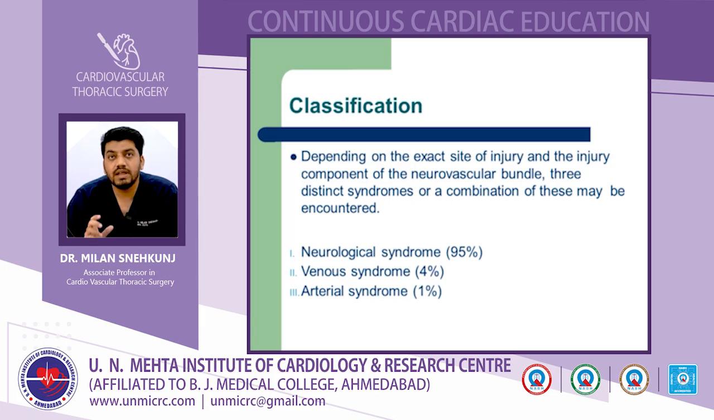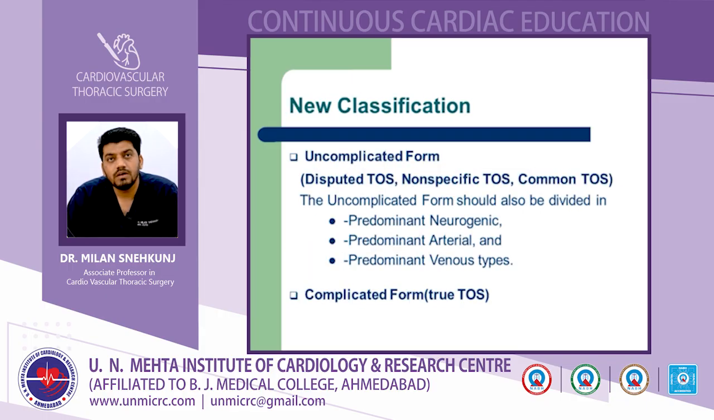Classification: depending on the exact site of injury and injured component of the neurovascular bundle, it is classified into 3 types: neurological syndrome, venous syndrome, and arterial syndrome. Most common is neurological syndrome. It is also classified into uncomplicated form and complicated form. The complicated form is true TOS.